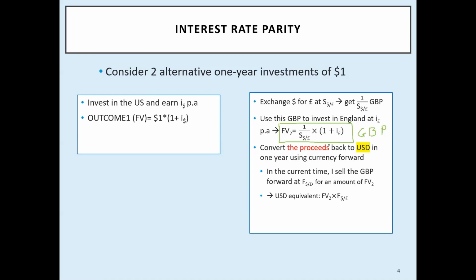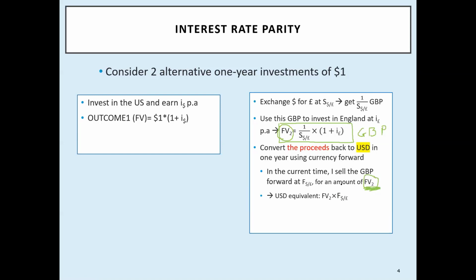Because I'm expecting to receive money, I'm expecting to receive the foreign currency. So to hedge this transaction, I will be selling the pounds forward. How many pounds do I sell? I will be selling an equivalent amount of FV2, because this is what I expect to get after 1 year of investment. So at the current time, I'm going to enter into a short forward position to eliminate any exchange rate risk for this amount of pounds, which I expect to get from my investment in the UK after 1 year.